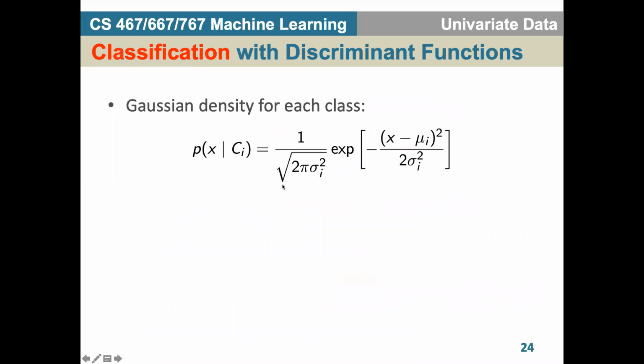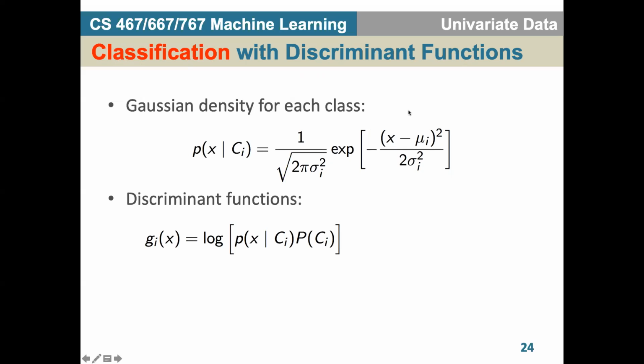Okay. Now that we have the density estimation, we want to do classification, right? So how can we use this for classification? Using discriminant functions. For classification, we know what we actually want to do is something posterior.